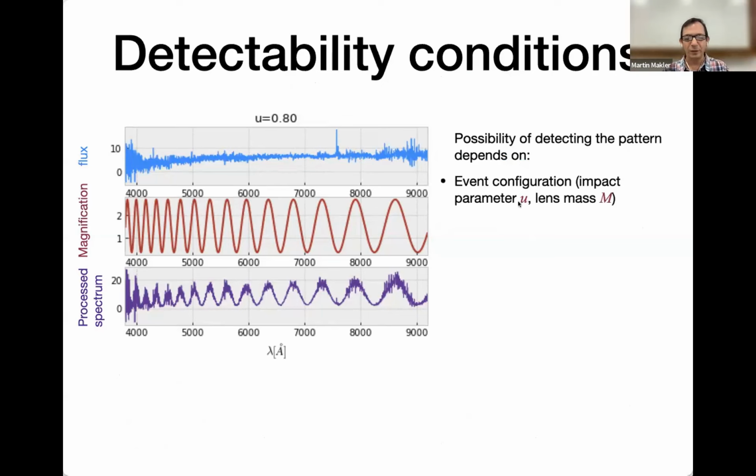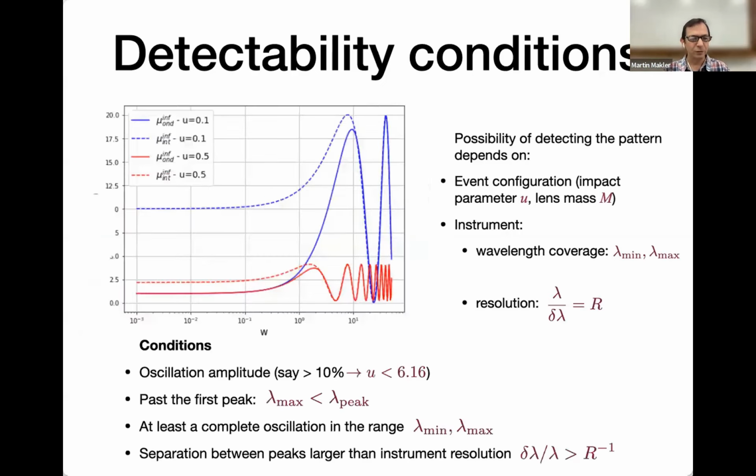This depends on the impact parameter and the mass. The magnification depends only on those and the frequency, of course. Depending on the instrument, we have a different wavelength coverage. So we consider a range of wavelengths covered by a given spectroscopic instrument. We consider a given resolution, and then we impose some very simple detection conditions. These detection conditions are on the amplitude of the oscillation. We want a minimum amplitude such that it is detectable. For example, if we fix this at 10% amplitude, this gets us to impact parameter below 6.